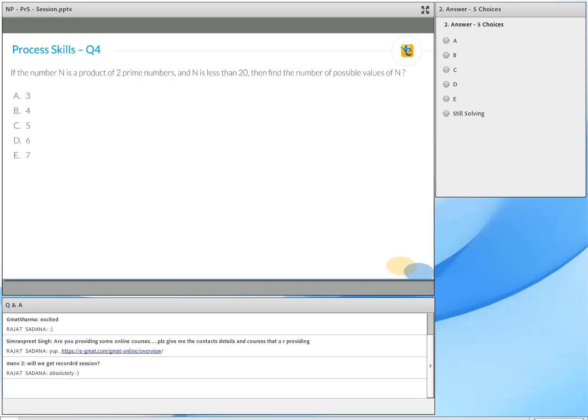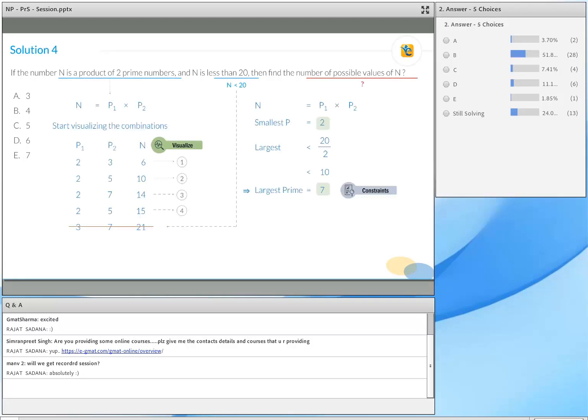All right, I am going to end the poll now. So this one, again, similar stuff. N is a product of two prime numbers. Now here, N is the product of two prime numbers, so we don't need to consider the powers. If we consider the powers, that would be wrong because then they won't be prime numbers, right? So N is the product of two prime numbers, so N is equal to P1 into P2, okay?